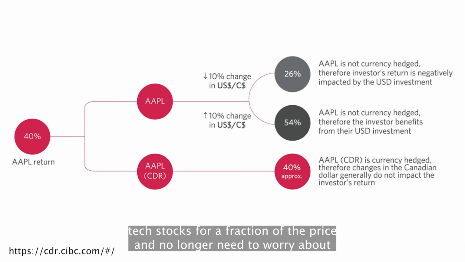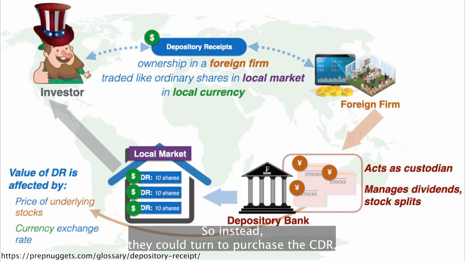Let's say someone only has $1,000 Canadian to invest in Amazon. Well, they can't go out and purchase one share of Amazon on the NASDAQ, because I believe it's around $3,400 US right now. So instead, they could turn to purchase the CDR, which represents a fractional share of Amazon on a Canadian exchange. So with that being said, let's just jump into the pros and cons here.